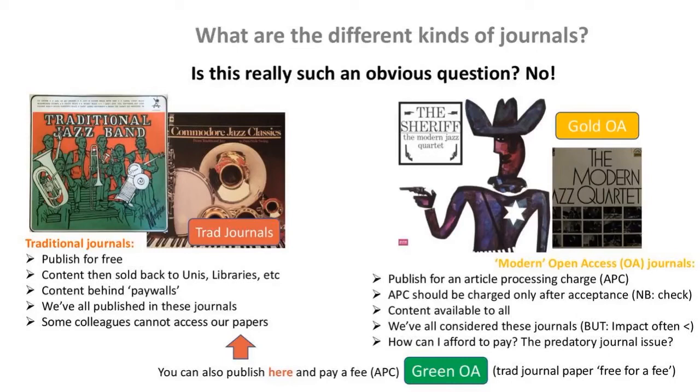In these journals, often you can publish there and pay a fee, an article processing charge, to turn that traditional article into what's called a green open access article. So it's available to everybody, but you've got to pay a fee. On the other side of the coin, modern open access journals often always charge an article processing charge, but don't pay it until your paper's been accepted. That's one of the ways that you can identify a predatory publisher.